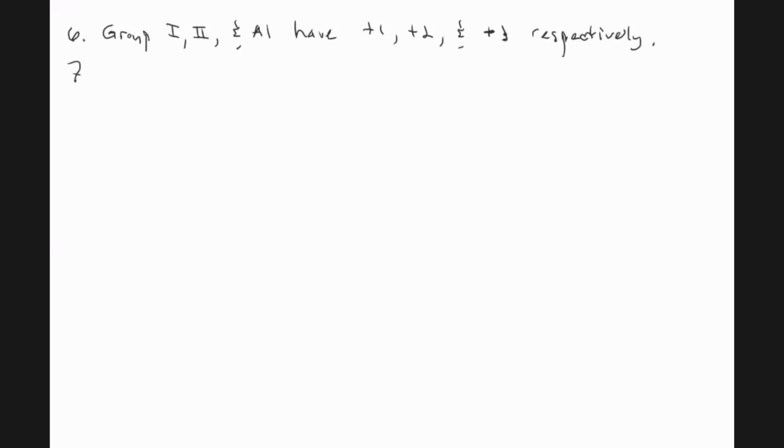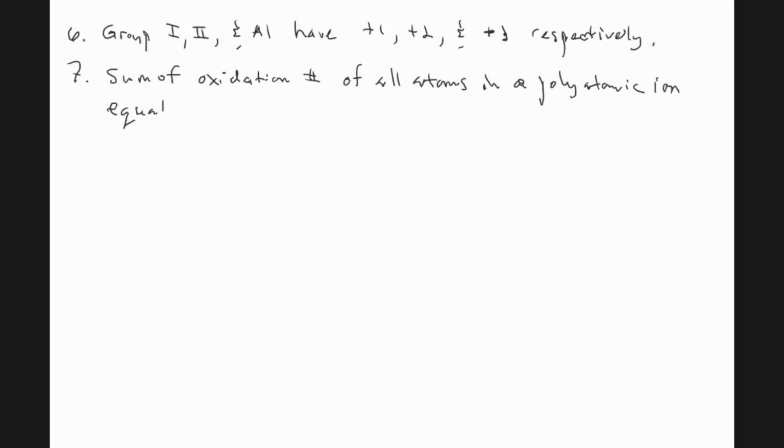Last but not least, the sum of oxidation states, or oxidation numbers, of all atoms in a polyatomic ion equals the charge of the ion.